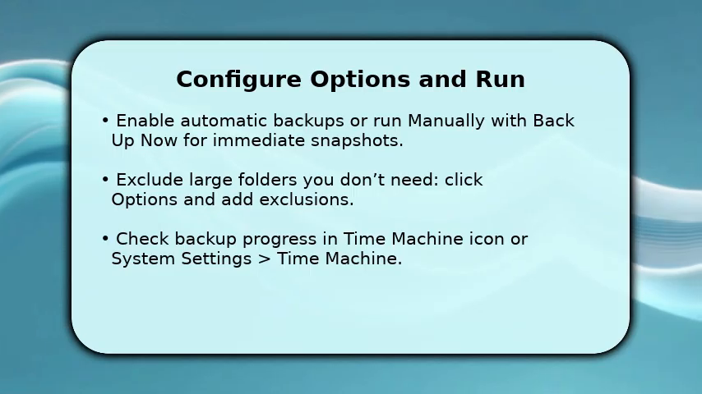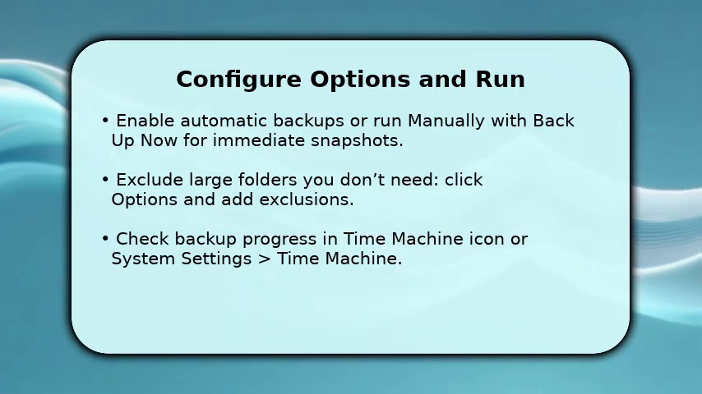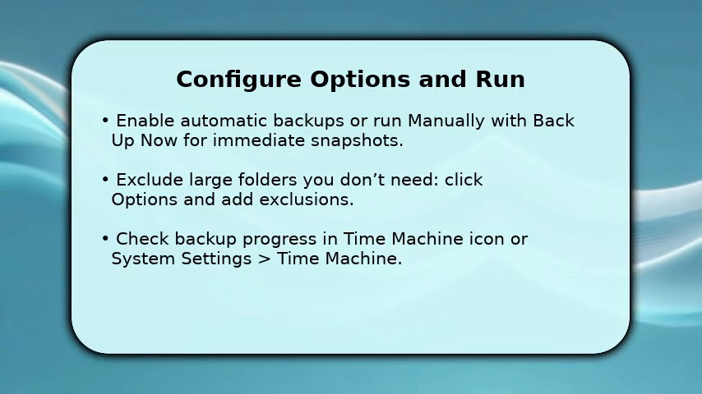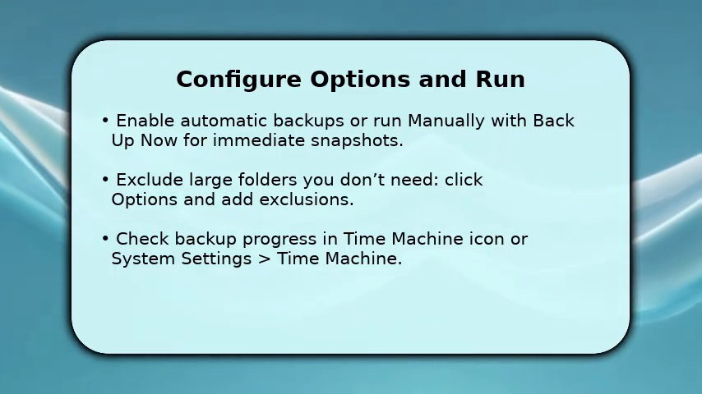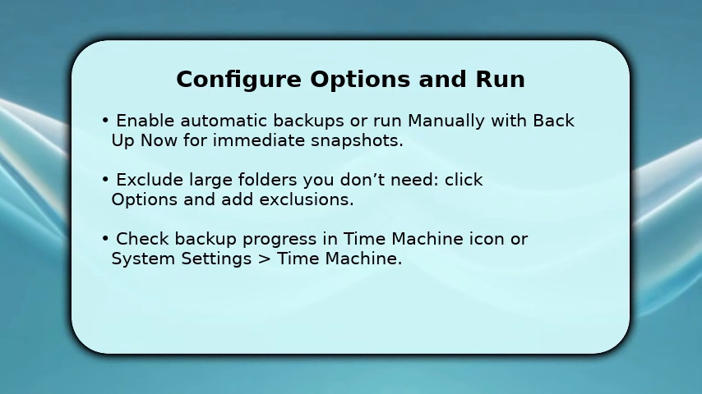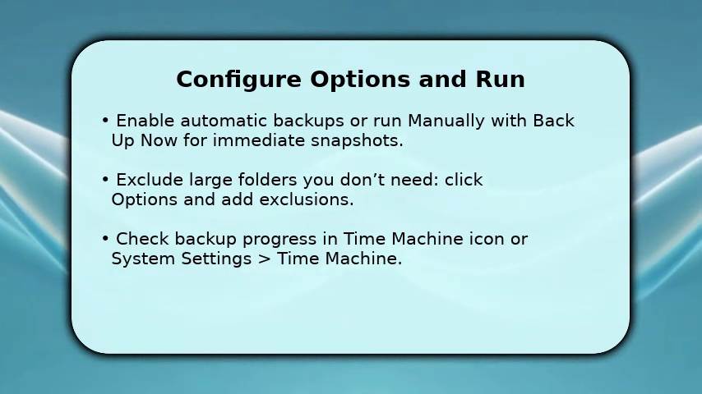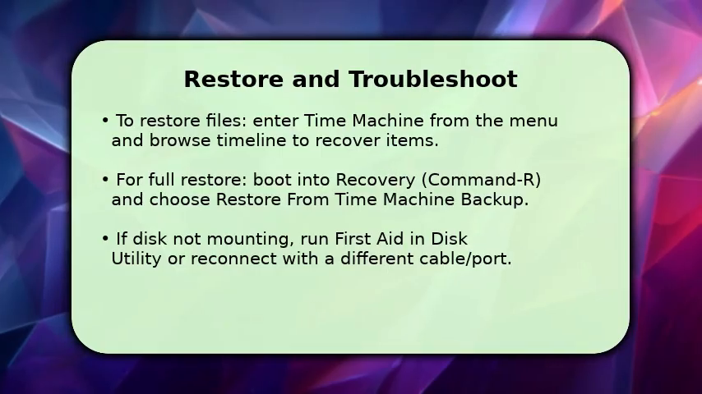Verify backup progress from the Time Machine menu bar icon or in System Settings. Hovering shows current file counts and estimated time. If you want encryption, ensure it's enabled. When the backup finishes, test restores so you trust your backup. Enter Time Machine, navigate the timeline, and restore a small file.